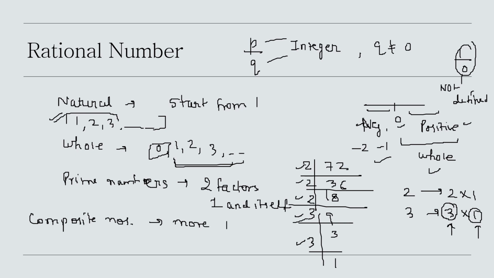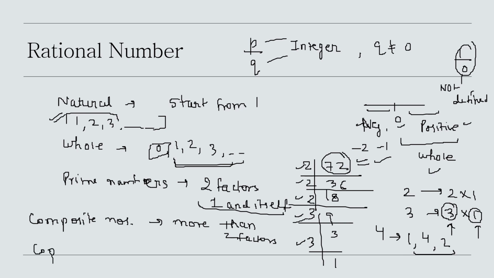Okay? More than 2 factors means, see, 1 and itself are the factors of every single number. But apart from those 2 factors, let's say 4. So we know 1 and 4 are the factors of 4, but it comes in the table of 2 also. So it has more than 2 factors, so it is a composite number.